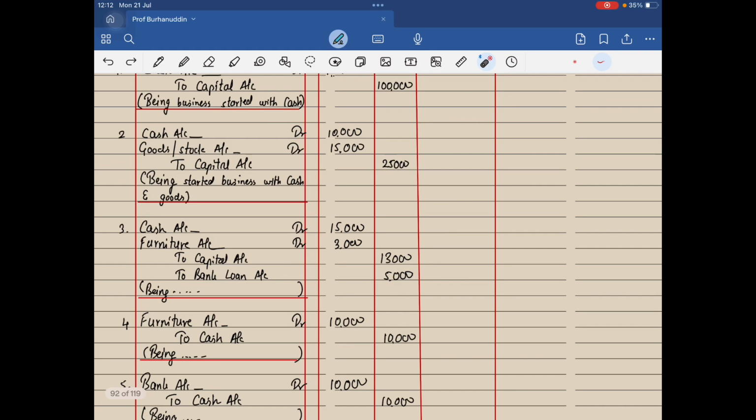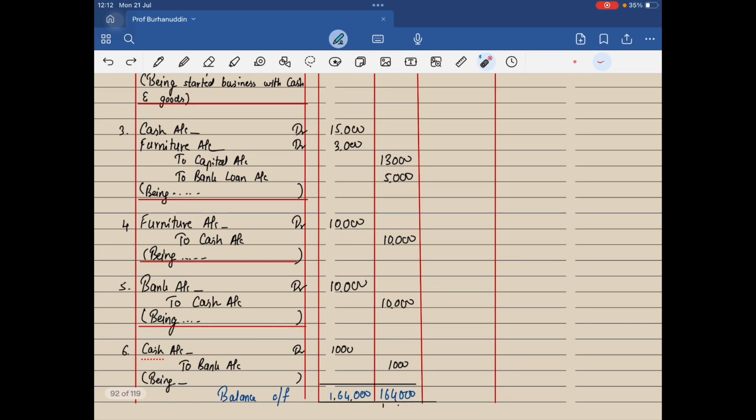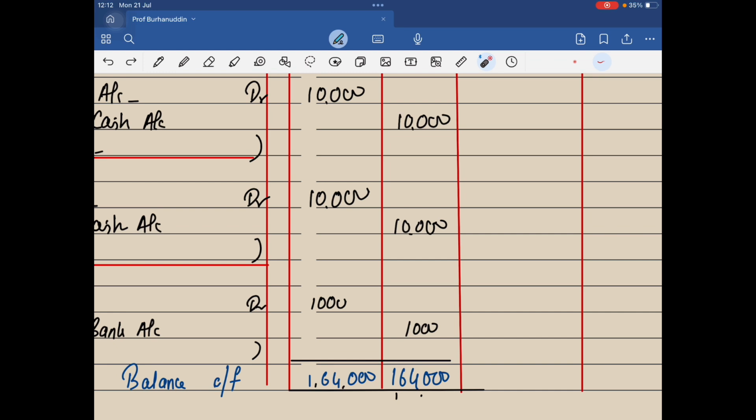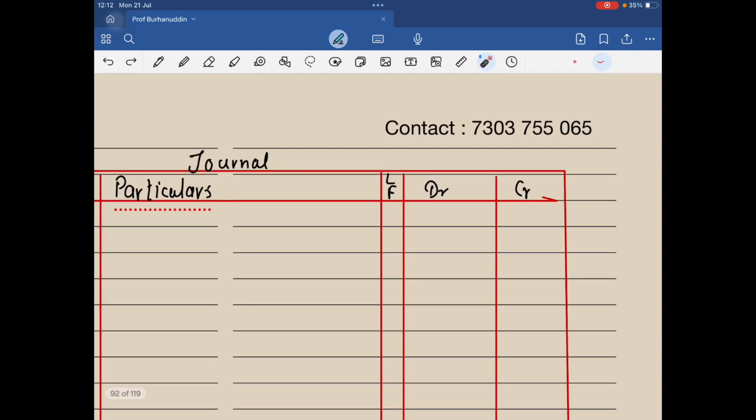And you will keep on doing the entries, and you will reach the end of your page, and the question is not yet done. In this case, what you'll do is you'll take the total of the whole page, that is going to be 164, and this is the balance that you're going to take to the fresh page, and that balance is called as carried forward. Balance carried forward. Pakka, Prakash? And this is getting on the new fresh page.